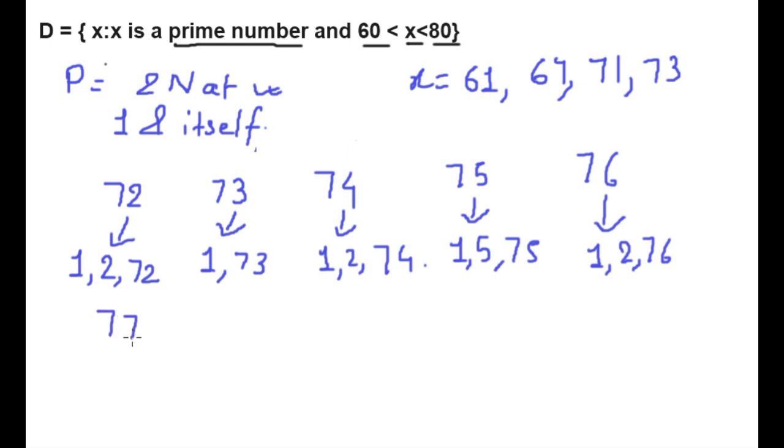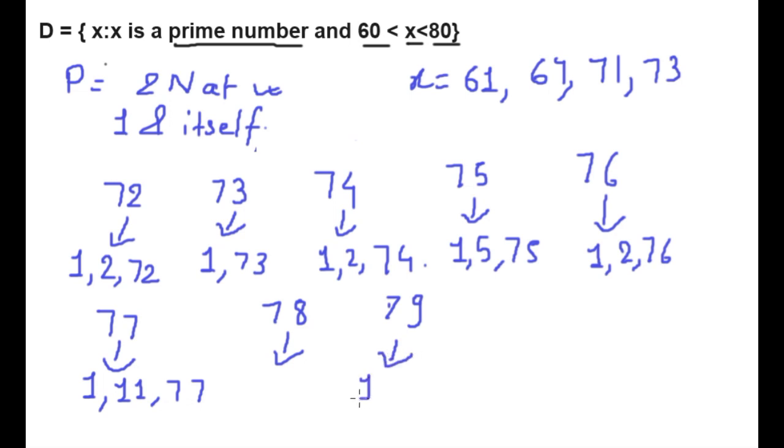And 77 is divisible by 1, 11, 77. 78 is again divisible by more numbers. 79 is divisible by only 1 and 79. So this is also a prime number. Again 80, we will not include 80 because x is less than 80. So we will calculate up to 79 only.